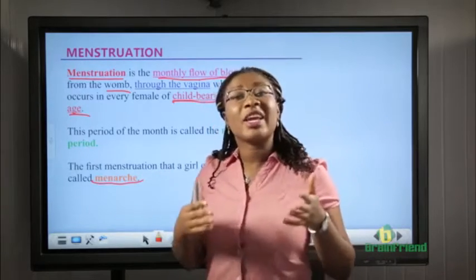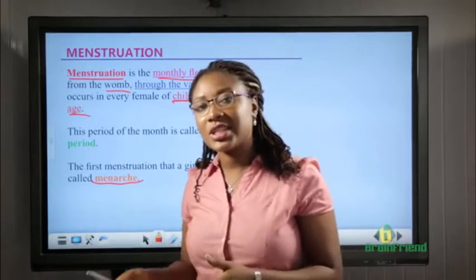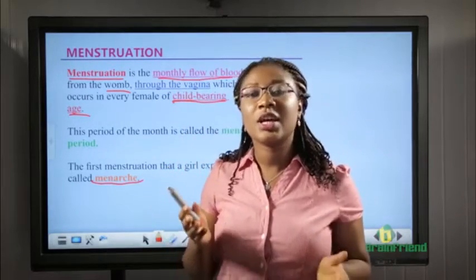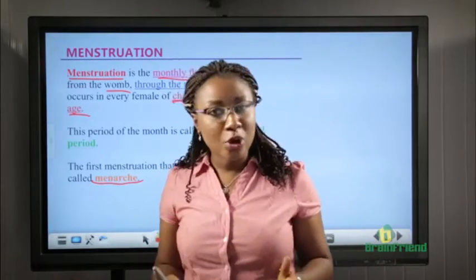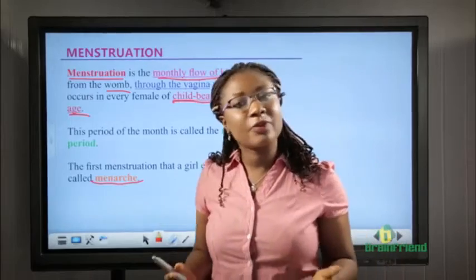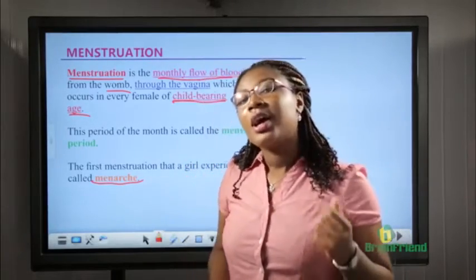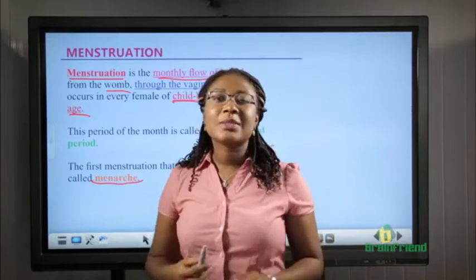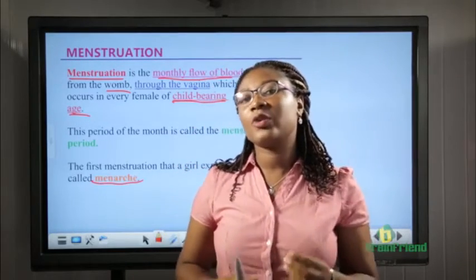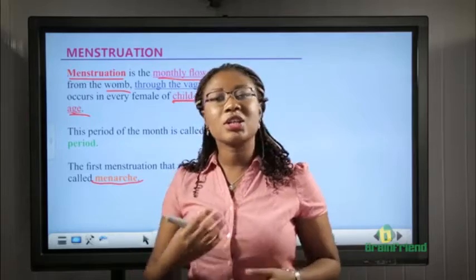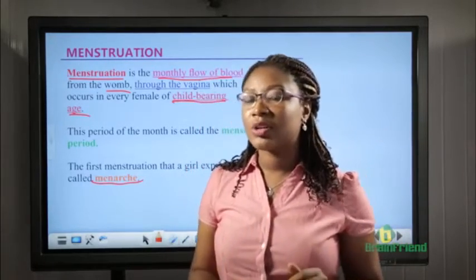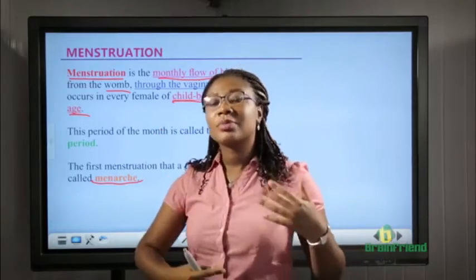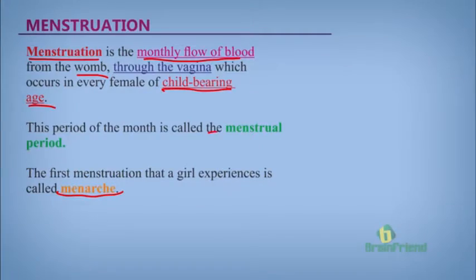Menarche begins from age 9 to age 14. It differs between different girls. So if your friend has seen hers at age 9, you don't need to worry. Yours might come at 10, 11, or as the case may be. And when menarche starts, it might be irregular. The blood that flows might be little or it doesn't come regularly. But don't worry, with time, it will become regular. And this menstruation time is called the menstrual period.